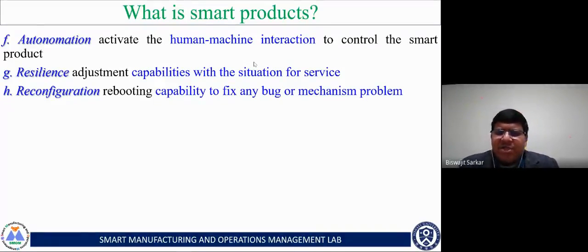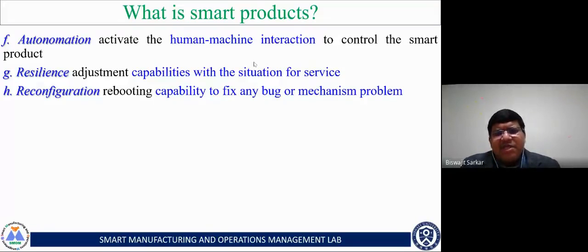Next one is resilience. Resilience is the capability of the situation for service, whatever service you need. Suppose my computer is gone. Where exactly should I go and who can solve my issue? This is a big problem for service. If the service problems can be solved, then a huge amount of smart products can be sold immediately. So service is a more important issue for smart products.